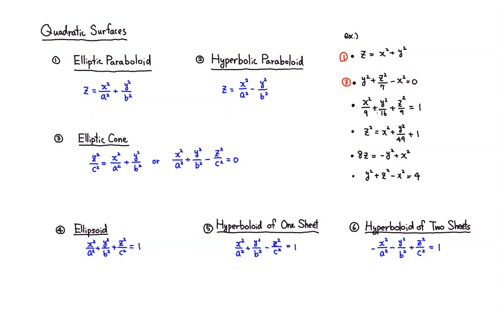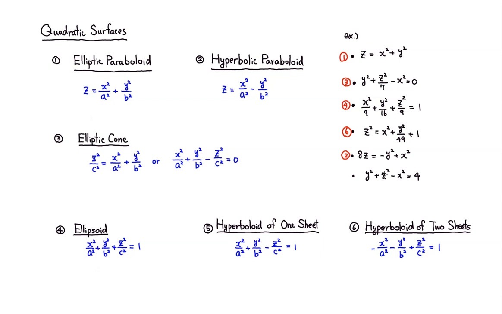Right hand side is 1, and all the terms are positive, so it's ellipsoid. All right, here's a little tricky one, but the right-hand side is going to be 1. If you move these terms over to the other side, then you end up getting two negative signs, which means that it's a hyperboloid of two sheets. So that's number 6. And how about the next one? Here z has no square. Then one of them has a negative sign, so it's going to be a paraboloid, but it's a hyperbolic paraboloid, so it's number 2.